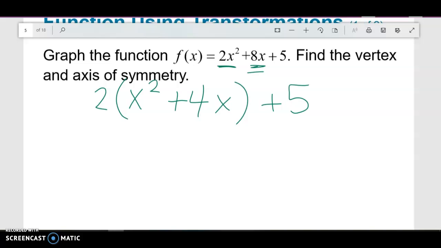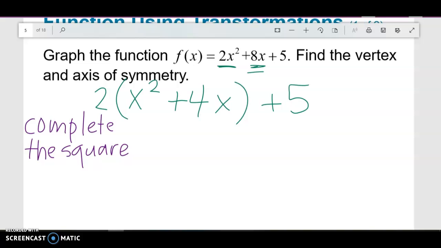Alright, now this is the step where we're going to complete the square. The whole point of completing the square is to get a quadratic in here that we can easily factor. So complete the square, and what that means is we're going to take this two-term quadratic expression right here, and we are going to add a third term that makes it a perfect square trinomial. Okay, so here's how we're going to do that.